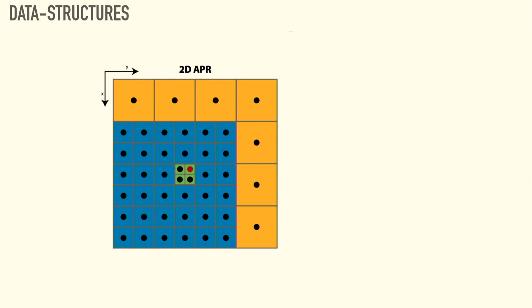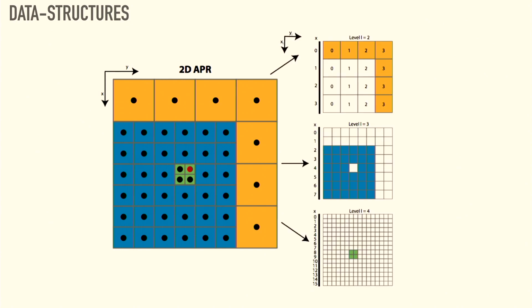Well, if we take this example of the 2D APR, you can see this is just a breakdown of sparse matrices. For each resolution level, you effectively have a sparse matrix.